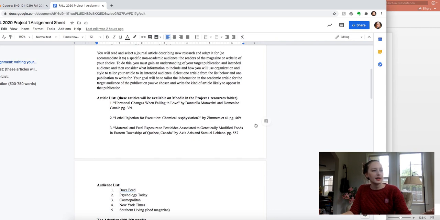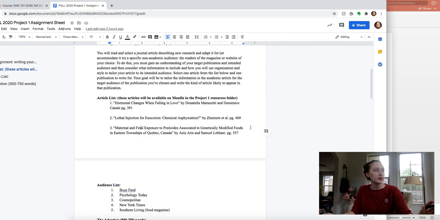So here are your 3 options for articles that you can choose. They're right here. One's about hormone changes in falling in love. Another one is about lethal injection, like for execution. Morbid, I know. And one is about maternal and fetal exposure to pesticides and genetically modified foods in eastern townships of Quebec, Canada. Notice how descriptive that is? That really goes to the precision and the detail and the objectivity valued in the natural sciences.